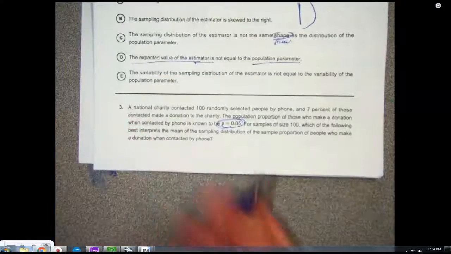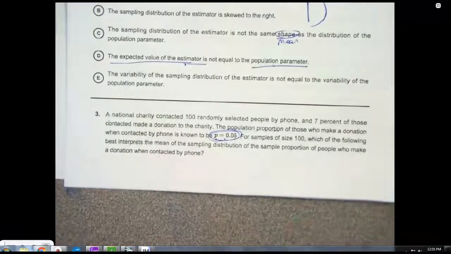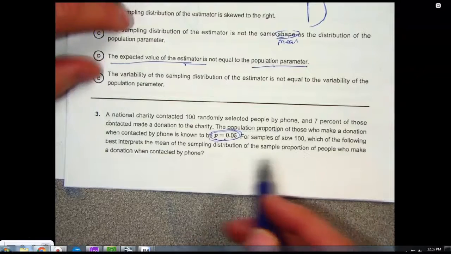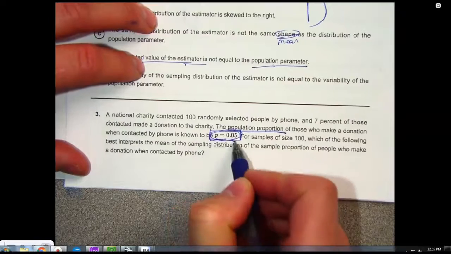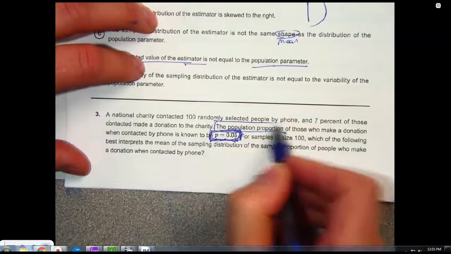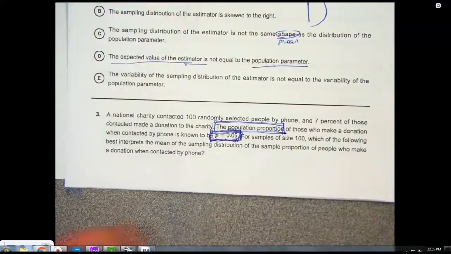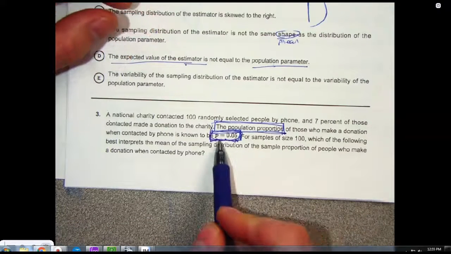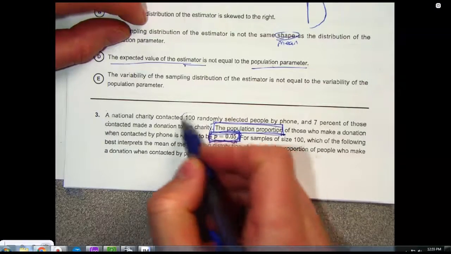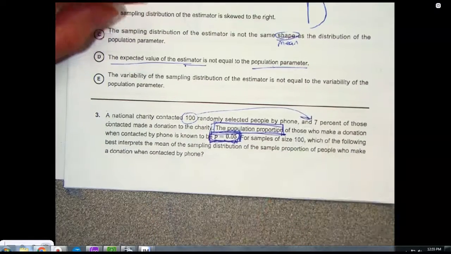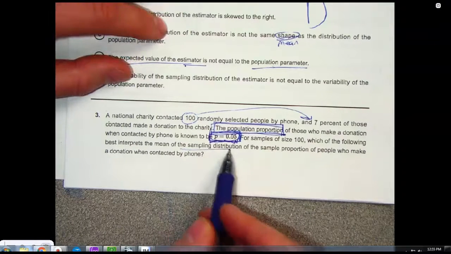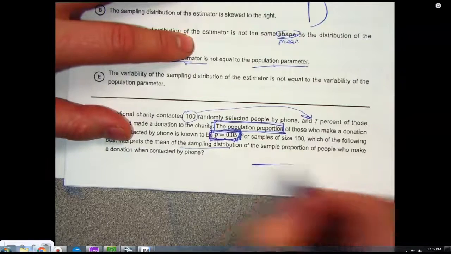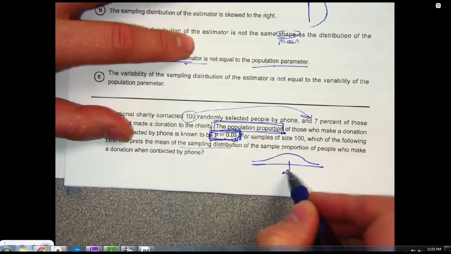Number 3, so this is kind of a major concept also. They give me 2 numbers here. The population proportion here is p equals 0.5. So that's your big, gigantic, huge group, the population, where p is 0.5. Then I take a tiny little sample of 100 people and find out that that's 7%. So you have a big population up here where the mean is 0.5.